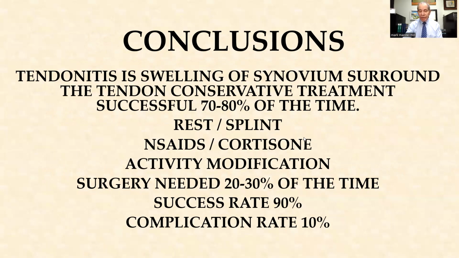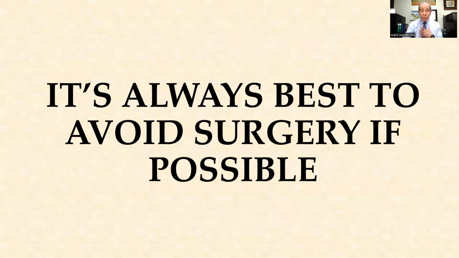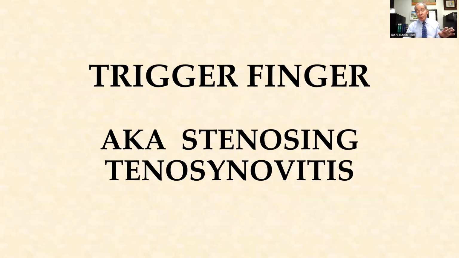Conservative care is successful 70% of the time, with splints, steroids, and activity modification. Surgery is successful 10% of the time. The complication rate for surgery is around 10%. So in terms of tendinitis of the wrist, it's always best to avoid surgery if possible, or it's always best to avoid surgery, period, if possible.